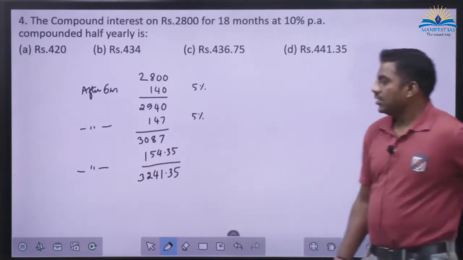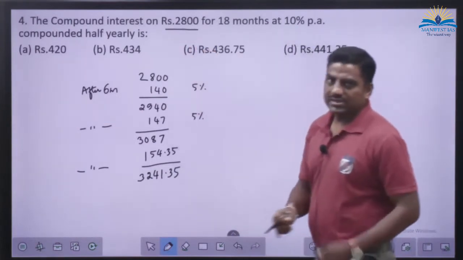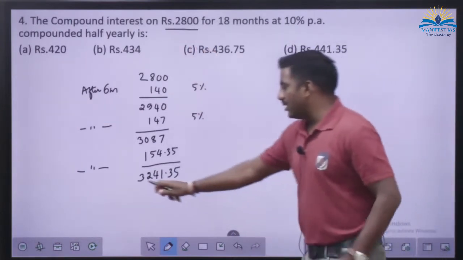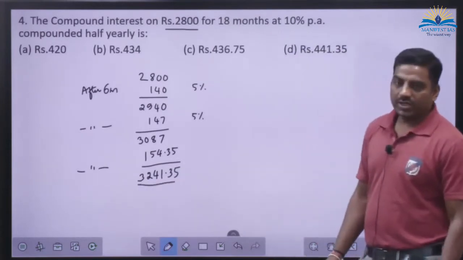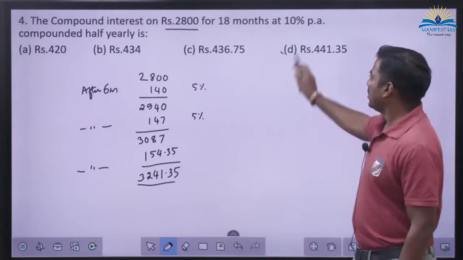3241.35. So 2,800 is the deposit or this is the loan, and finally your liability is this. So subtract 2,800 from this one. You will get 441.35.